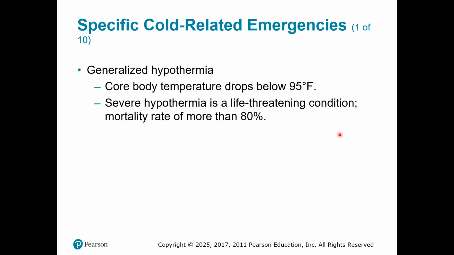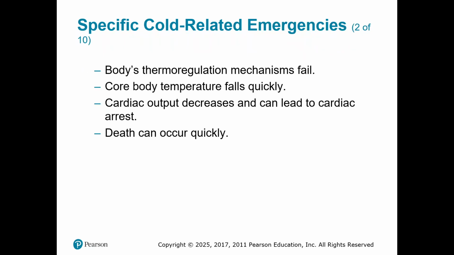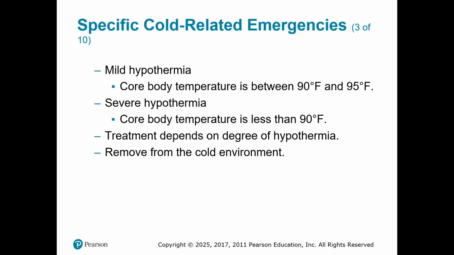So let's talk about cold-related emergencies. Generalized hypothermia can be defined as a core body temperature that drops below 95 degrees Fahrenheit. Severe hypothermia is a life-threatening condition, and the mortality rate here can be as high as 80%. The body's thermoregulation mechanisms fail. The core body temperature quickly falls. We have a decrease in cardiac output that can eventually lead to cardiac arrest, and death can occur quickly.